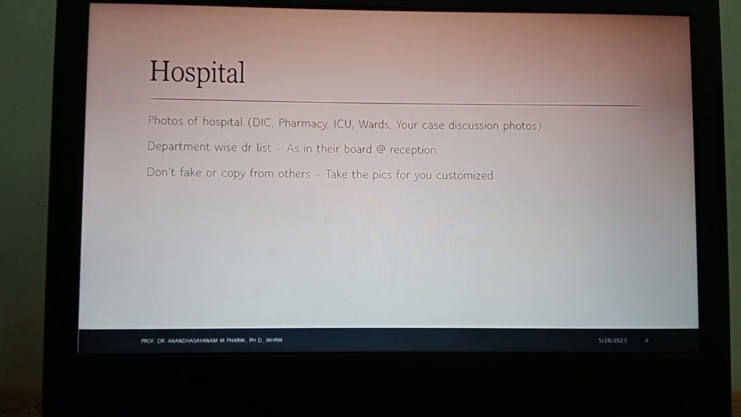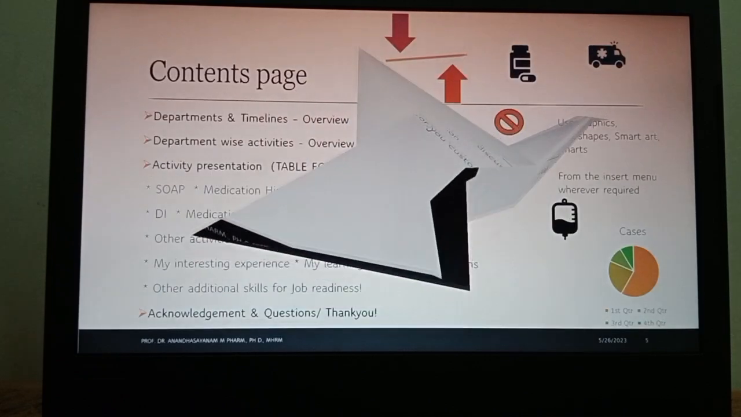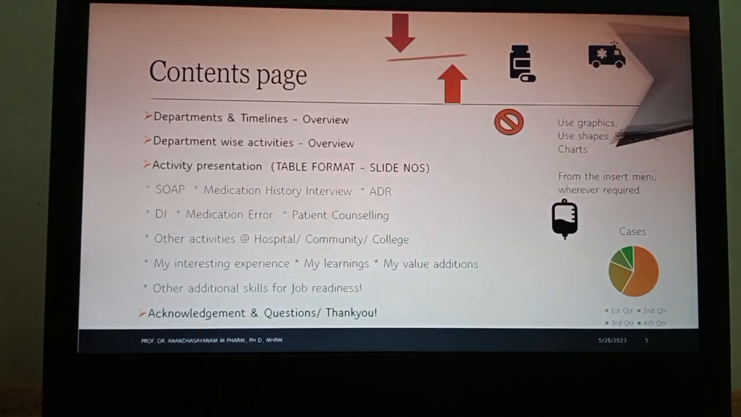Don't fake or copy from others, take the pictures customized for you. Like, if you are counseling a patient, you must be putting your own photo. Please don't take it from someone else or from Google where someone else is counseling someone else. No, not like that. You should go with your own presentations. These are things which will be good memories for you also in future. And when you present it, you will have a connectivity with reality. So these are the things which can add spice to your presentation.